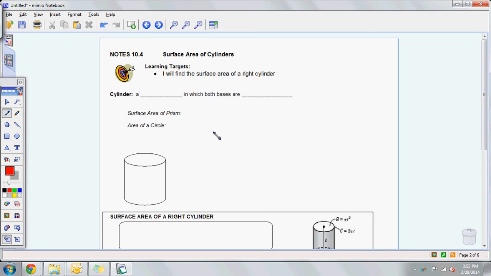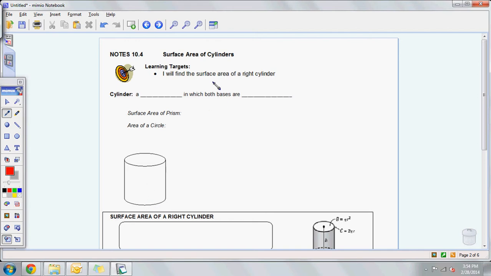So today we're going to be talking about how to find the surface area of cylinders. Now you already know how to find the surface area of prisms, and technically a cylinder is a prism because you've got the same shape on the top and the bottom. But I wanted to make it a separate day because there are some funky things to it that I want you to keep separate from what you learned about regular old prisms.